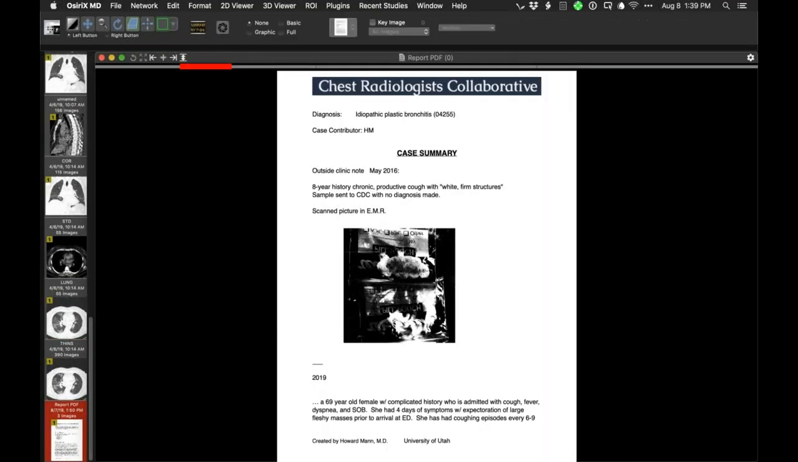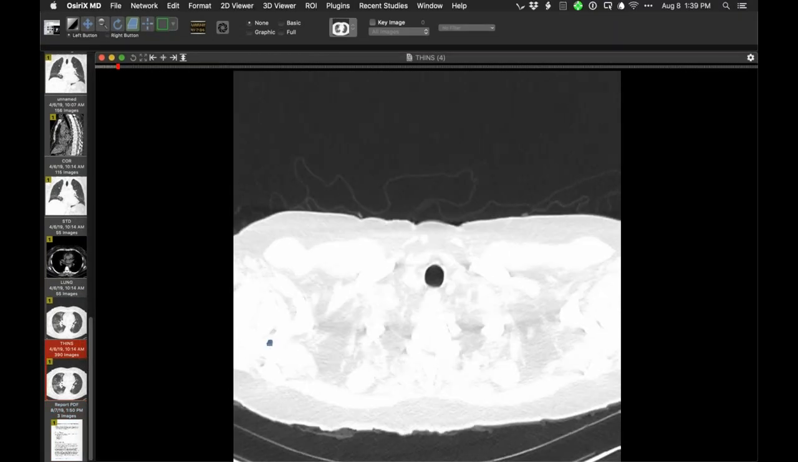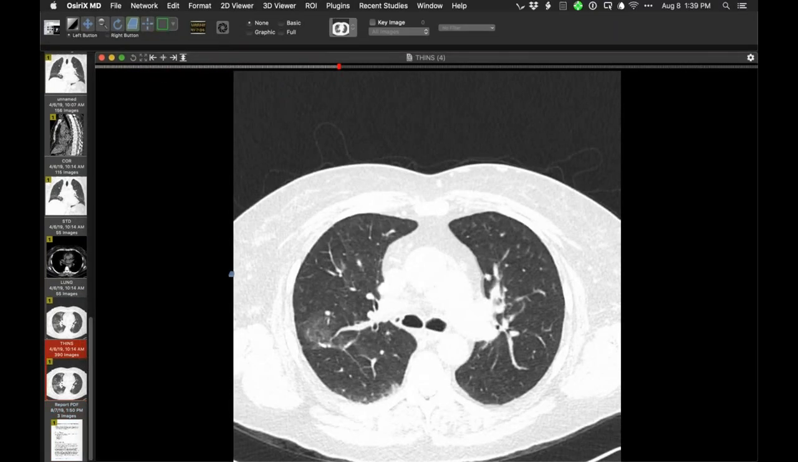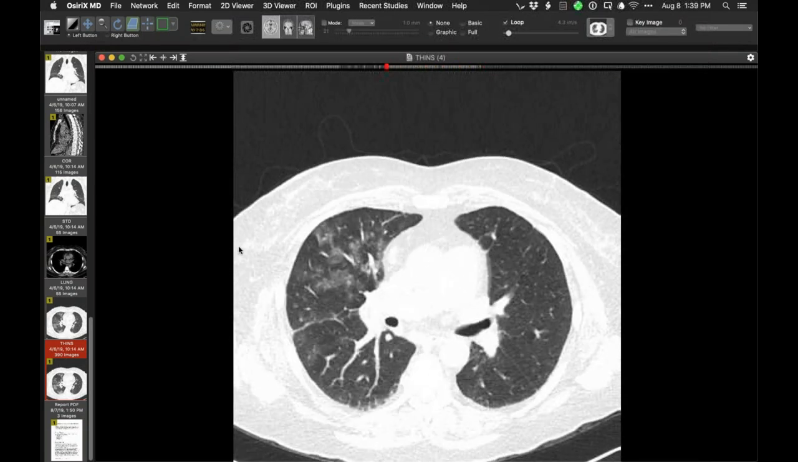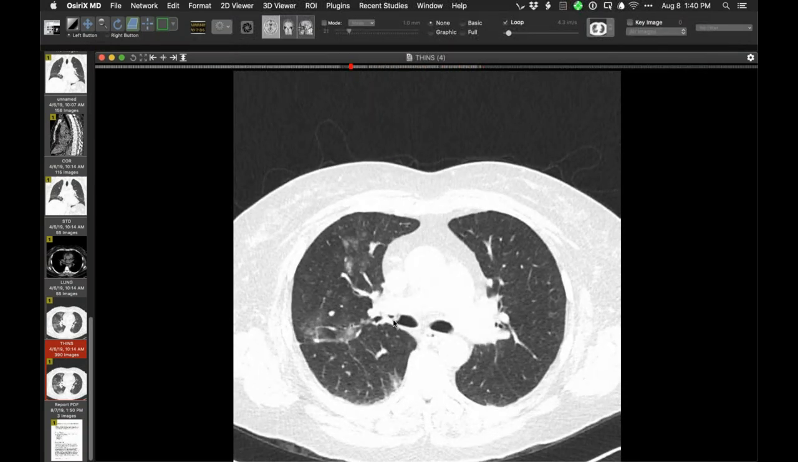Looks as if there is some debris in the proximal bronchi there on the right. A little more slowly. Yeah, there's some stuff in there, right.